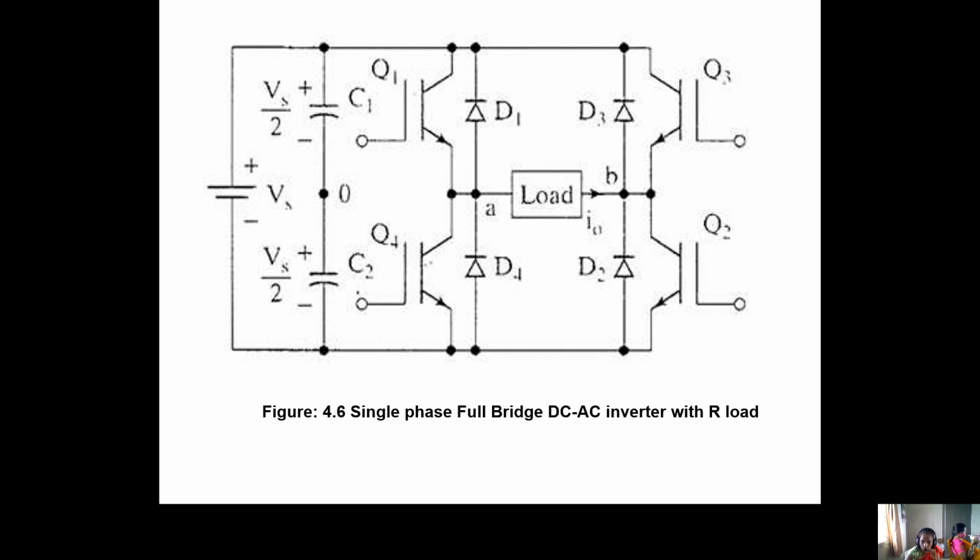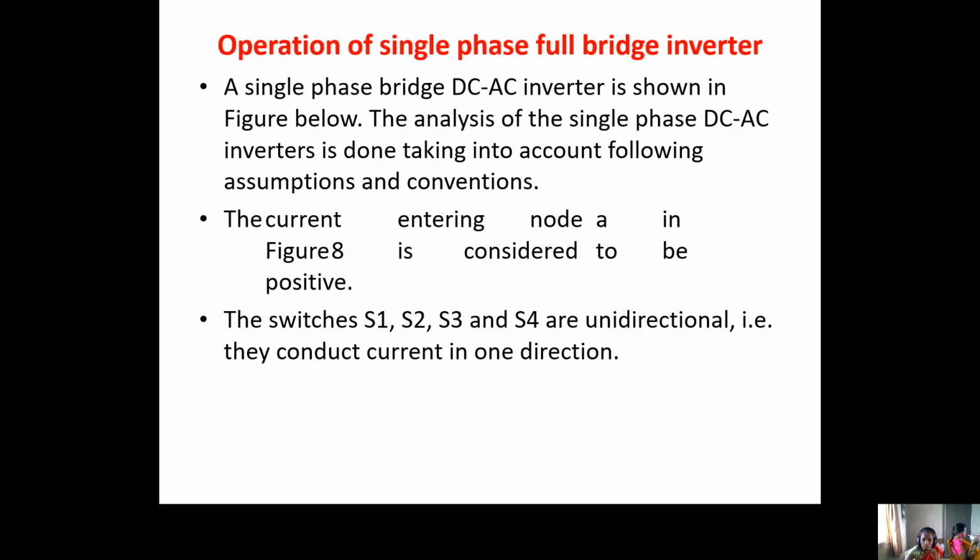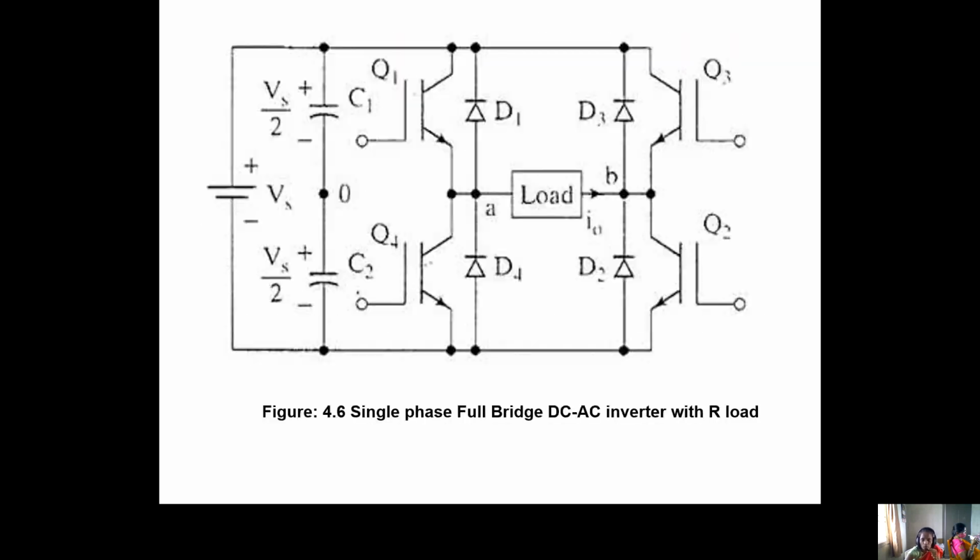So in this figure you have to see. The current entering will be positive, and here the switches S1, S2, S3 and S4. So this will be unidirectional. The current is flowing in only one direction.